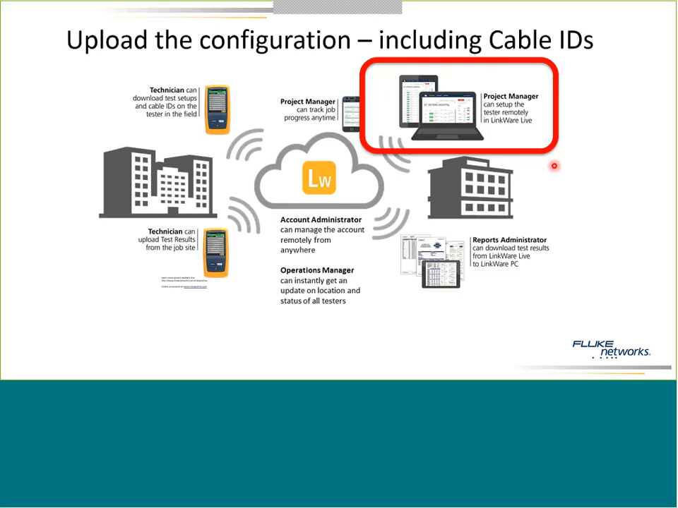Another thing that can be really helpful is the cable IDs. You can preload the cable IDs. You probably have them on an Excel form, and you can send those cable IDs up to the cloud right away. That'll save you time from after the fact having to go back and edit all those cable IDs.